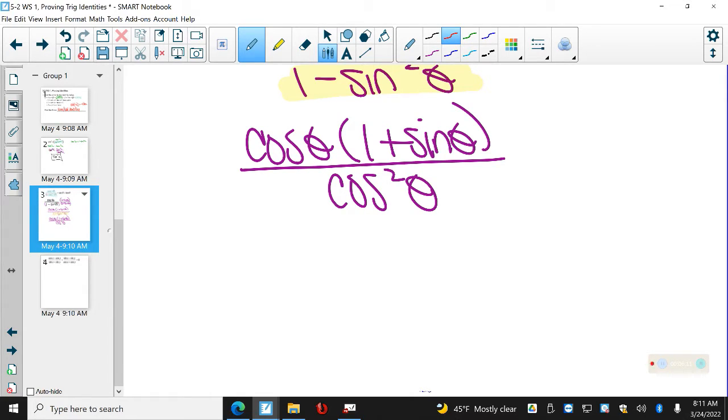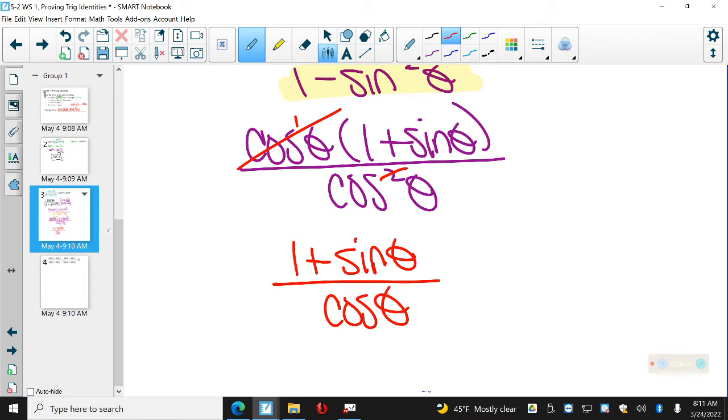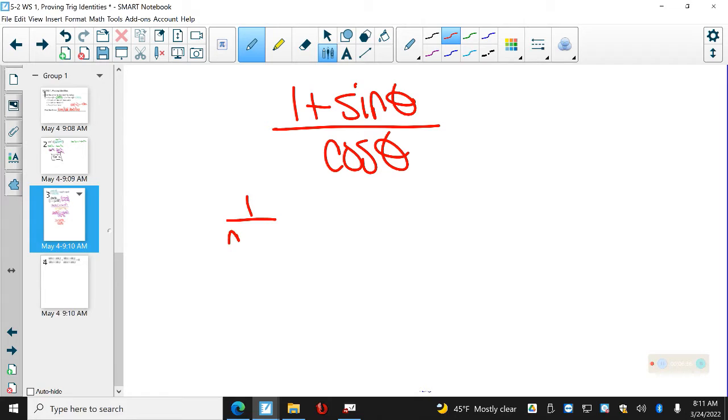What do we have in the top and the bottom? Cosine. I have a cosine to the first up top and a cosine squared on the bottom. The cosine to the first goes away and the cosine squared turns into just a cosine. So now I'm left with 1 plus the sine of theta all over the cosine of theta. Then you split those into two different fractions. Now we want to write these as two separate fractions with both of them having the denominator of cosine. So this is 1 over the cosine of theta plus the sine of theta over the cosine of theta.